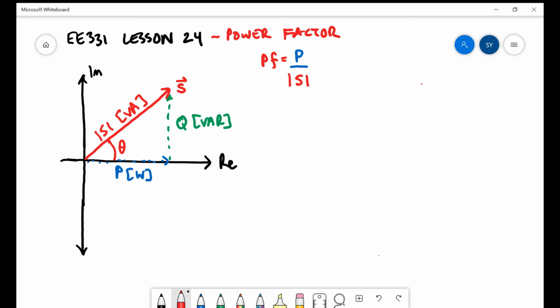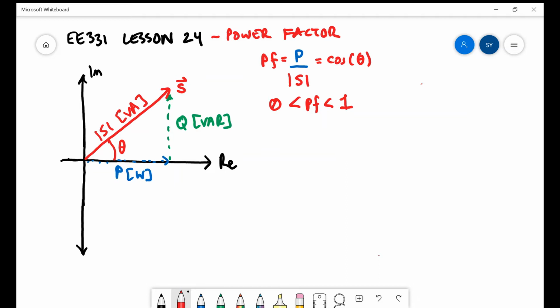If you know something about triangles, that is also the cosine of that angle. So that's an important equation. Both of those forms, the cosine of theta, or P over the magnitude of S, the real power over the apparent power, are important equations. You also could predict that power factor is going to be limited to between 0 and 1, because that's the range of cosine.